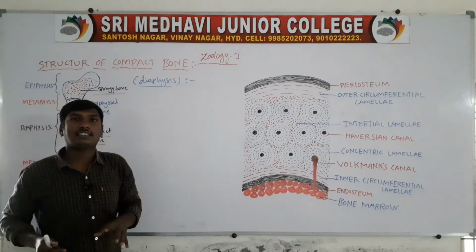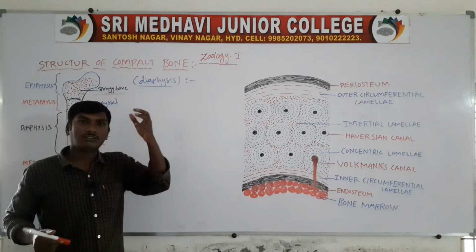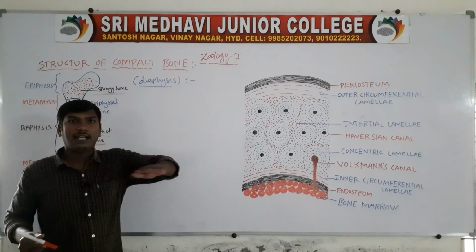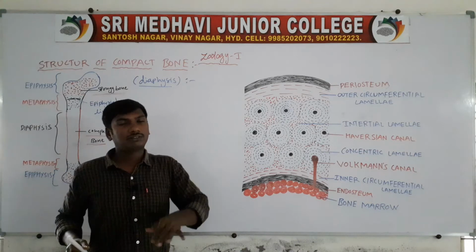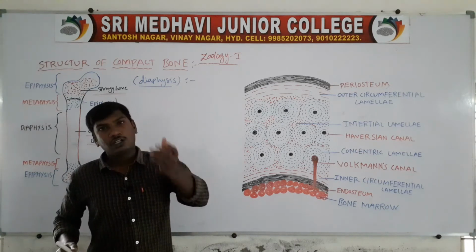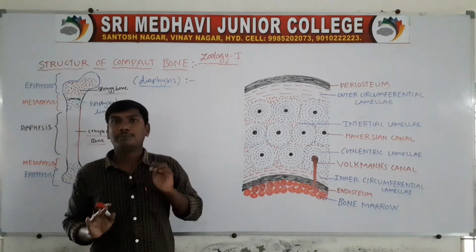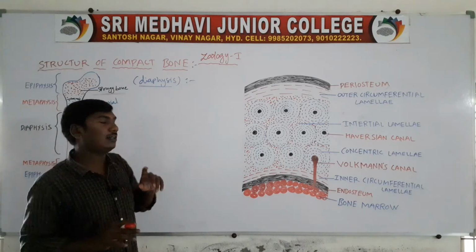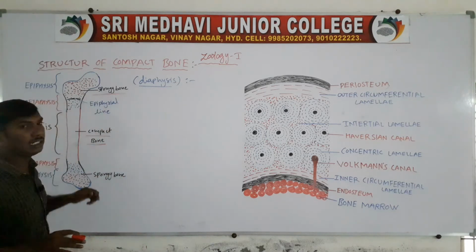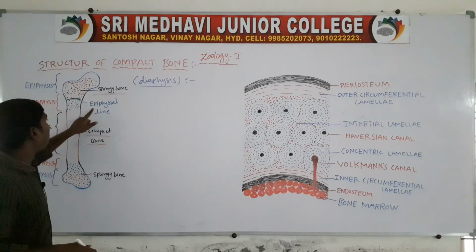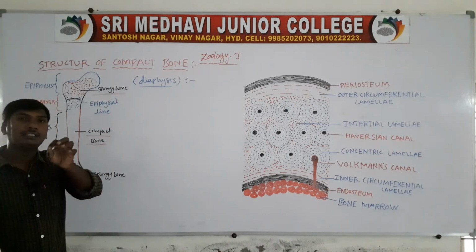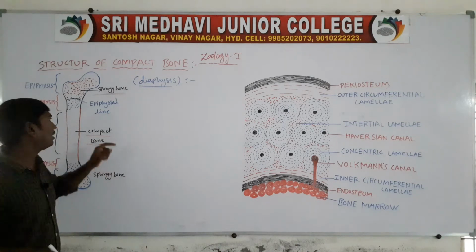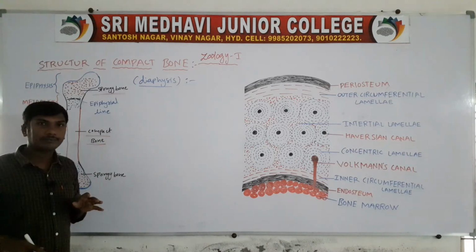Only up to a certain age, around 21, 22, 23 years, does elongation occur. Maximum growth is only up to 23 years. After 23 years there is no growth in human beings, because the epiphyseal plate is converted to the epiphyseal line, a small mark called the epiphyseal line.